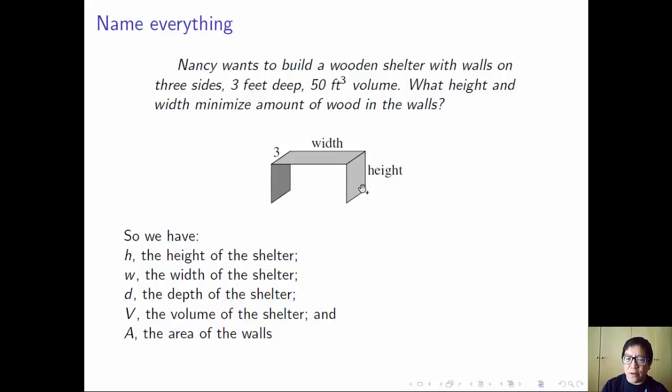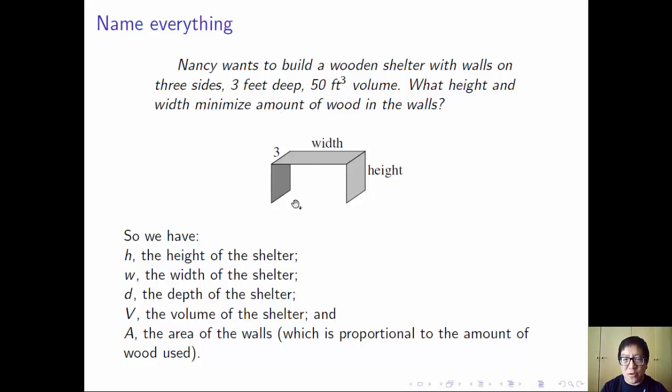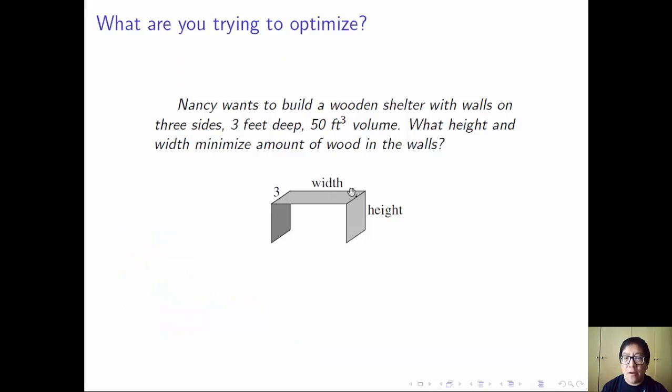Why the area of the walls? Well, I think this is a reasonable assumption to make. The area of the walls is going to be proportional to the amount of wood used. So, spoiler alert for what's coming up next, when we say what height and width minimize the amount of wood in the walls, what we're really trying to do is minimize the area of those 3 walls. Okay, so here's our problem again.